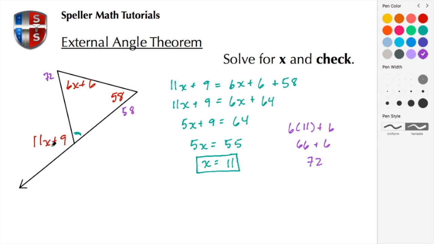And let's solve this expression here, the external angle. So here we have 11 times 11 plus 9. Well, 11 times 11 is 121. Plus that 9 gives us 130. So this external angle here is 130.